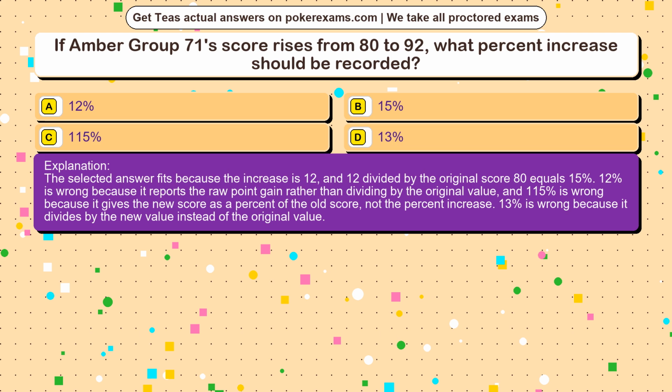12% is wrong because it reports the raw point gain rather than dividing by the original value, and 115% is wrong because it gives the new score as a percent of the old score, not the percent increase. 13% is wrong because it divides by the new value instead of the original value.